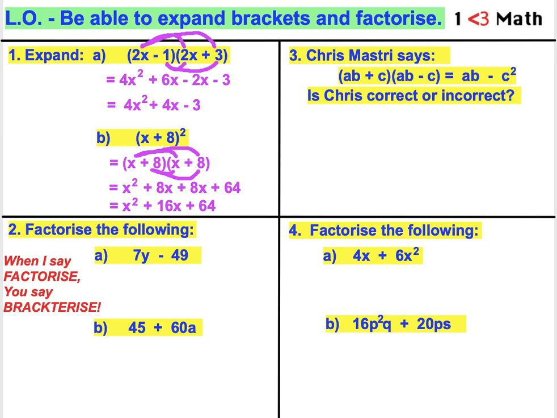So looking at 7y in part A, 7y minus 49, the common factor of 7y and minus 49 is 7. So we take the 7 out. That's outside of the bracket. Inside the bracket, we need to have the terms that will make 7y minus 49 if multiplied by 7. So for the first term, it's just going to be y.